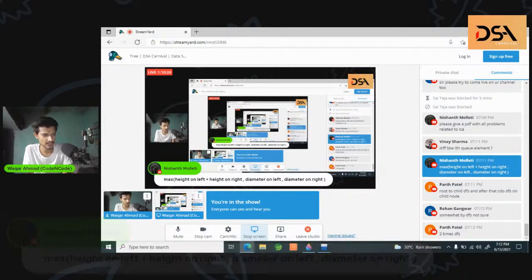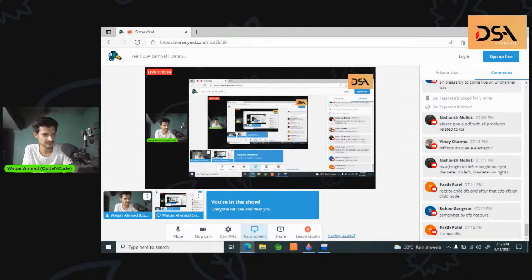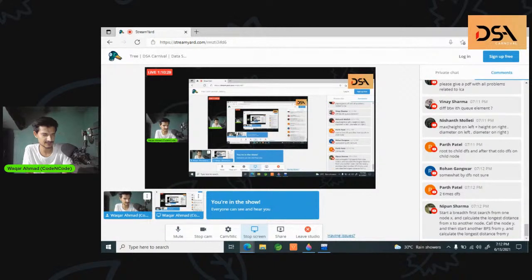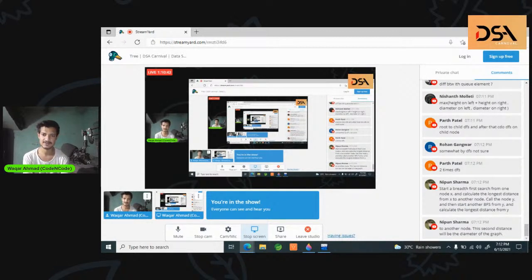So there are two ways to find out the diameter of a tree, the longest length in a tree. One of the ways is using DP, and Nishant's method that he has commented in the section is actually a DP algorithm. Yeah, that is correct, Nishant. Root to child DFS, and after that, do DFS on child root, correct? This is the other way. I told you there are two ways, and one way is what Nishant told us, and the other way is what Parth is telling, okay? Somewhat by DFS, not sure.